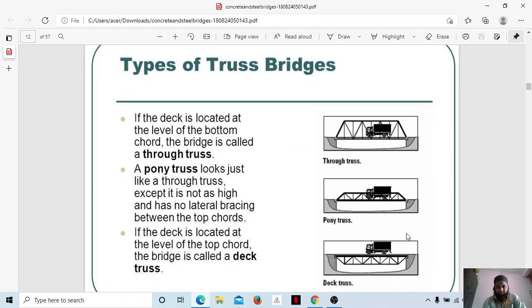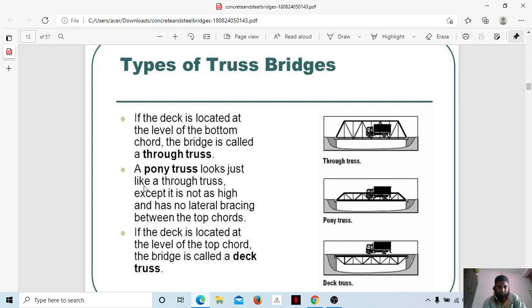Types of truss bridges you can see. If the deck is located at the level of the bottom chord, the bridge is called a through truss. If it is at the bottom, you can see the deck is located at the bottom level of the chord, then it is called a through truss.